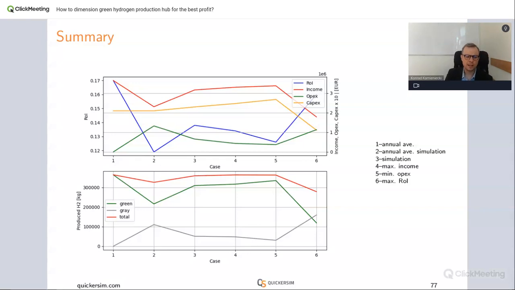So I think that those charts can be helpful while making a decision about what installation I would like to build. And I think this analysis is pretty good as a kind of feasibility study when you think about how to invest your money, what to do. So we can calculate several thousand simulations and see what best suits your needs. And the chart below presents the proportion between green and gray hydrogen depending on the case scenario.